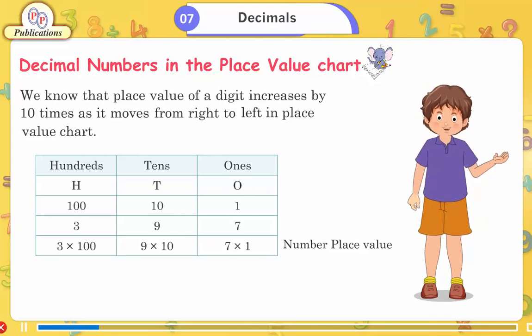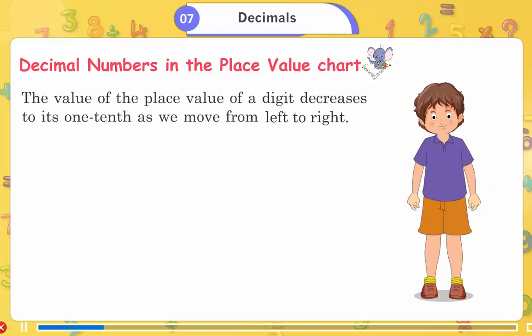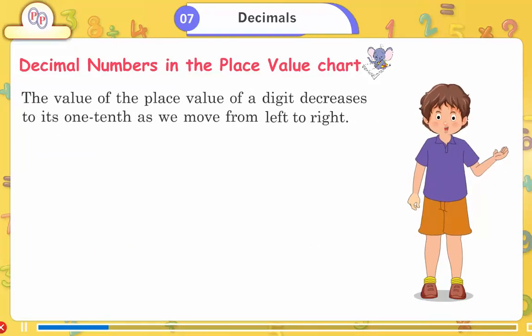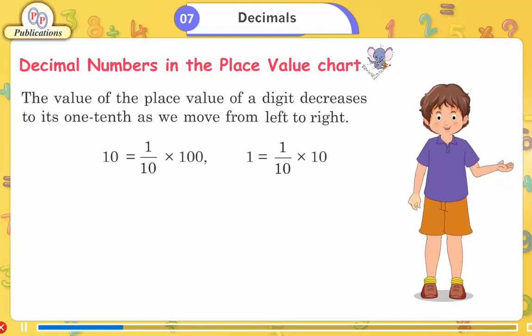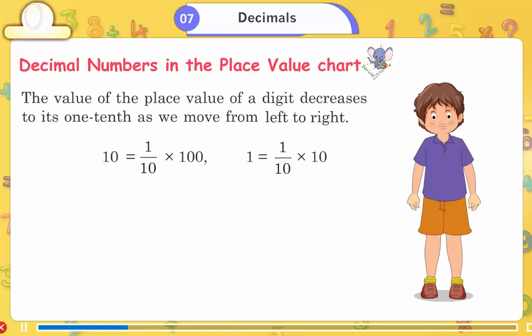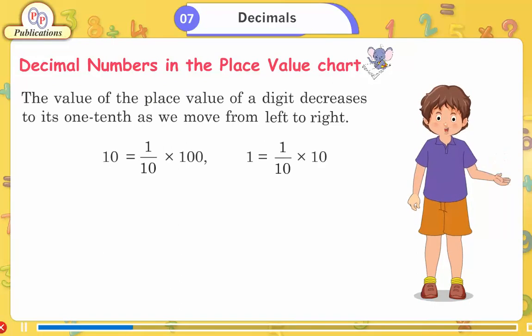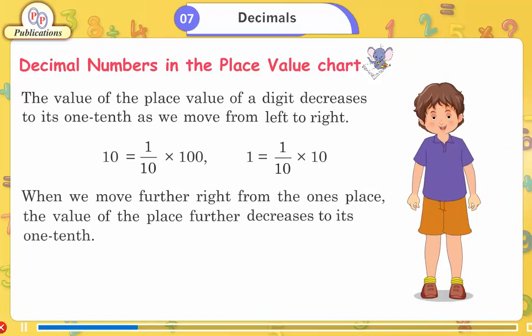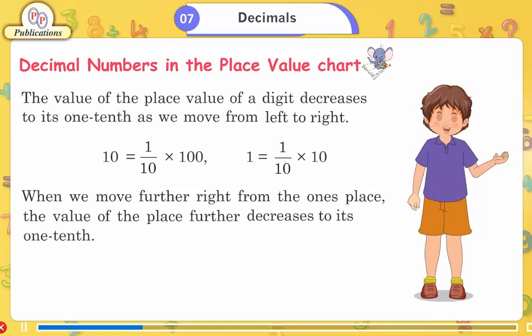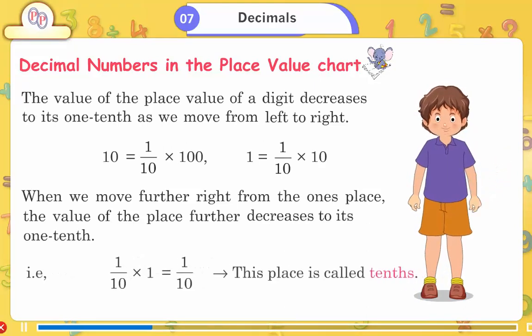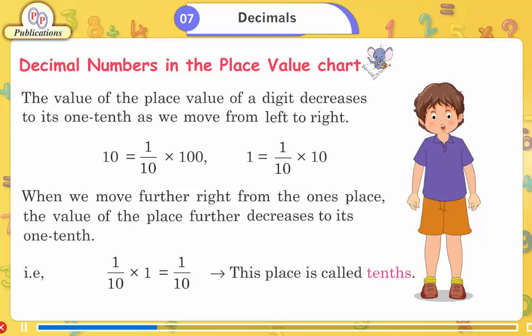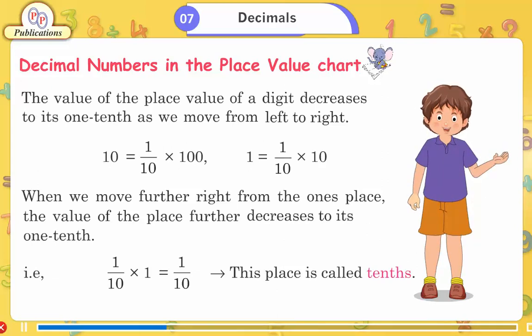The place value of a digit decreases to its 1/10 as we move from left to right. 10 is equal to 1 upon 10 into 100. 1 is equal to 1 upon 10 into 10. When we move further right from the ones place, the value of the place further decreases to its 1/10, that is, 1 upon 10 into 1 is equal to 1 upon 10. This place is called tenths.